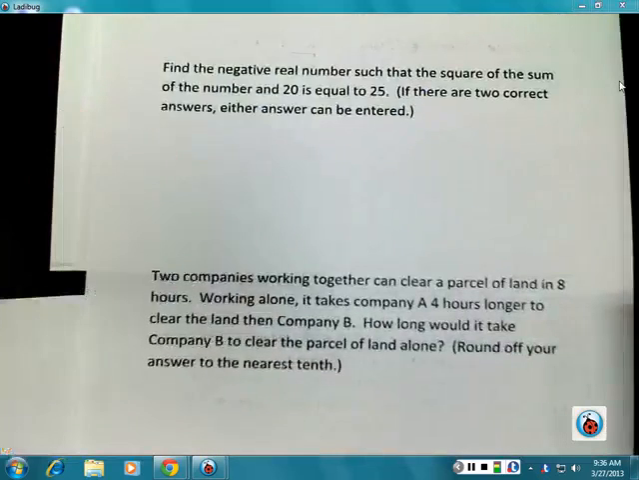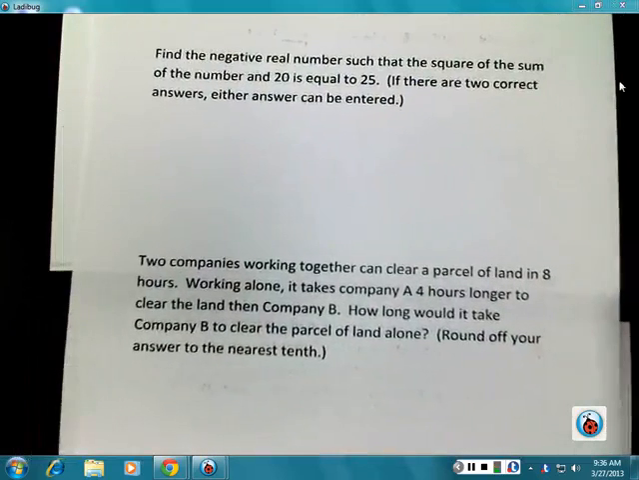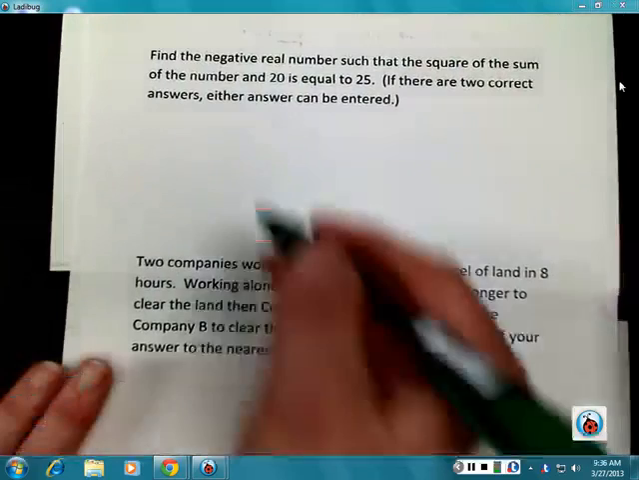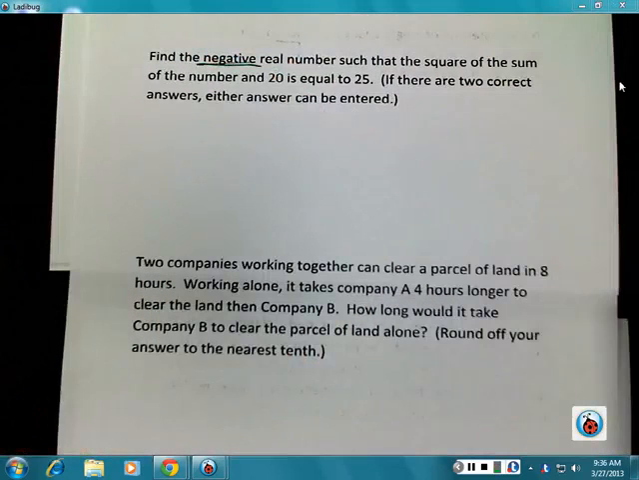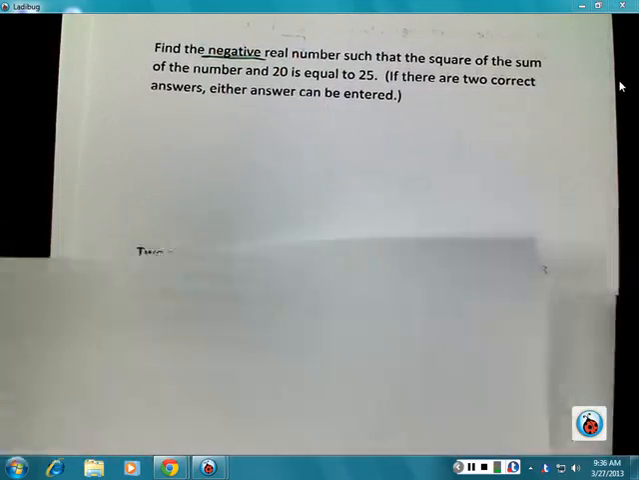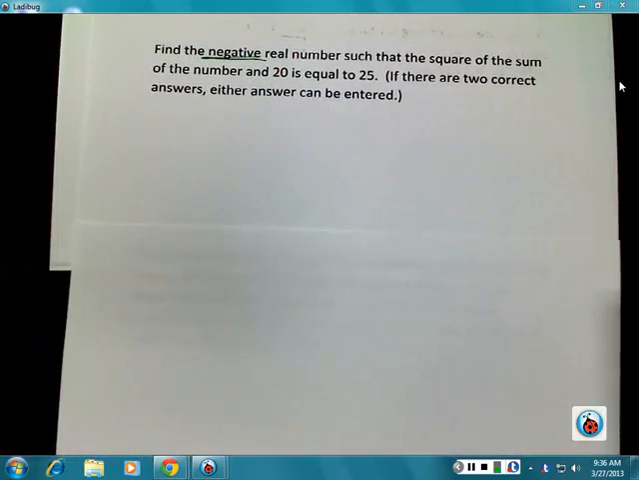This one. Find the negative real number. Negative meaning when I get to my final answer, I want to use the negative piece of this as opposed to the positive piece, such that the square of the sum of a number and 20 is equal to 25. If there are two correct answers, either answer will be entered.